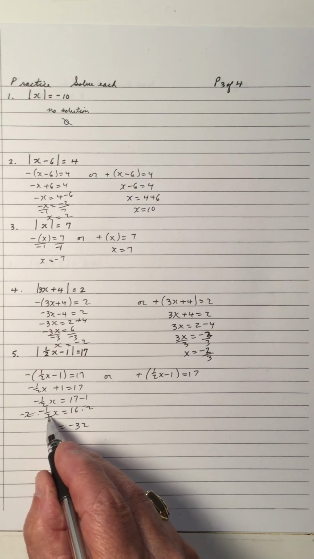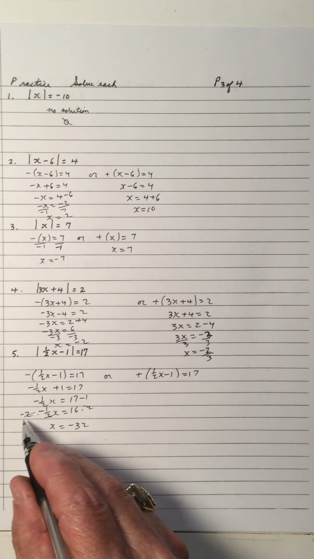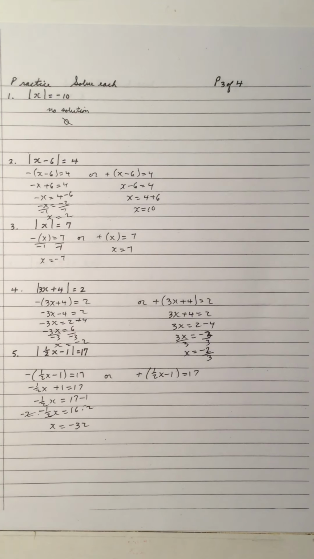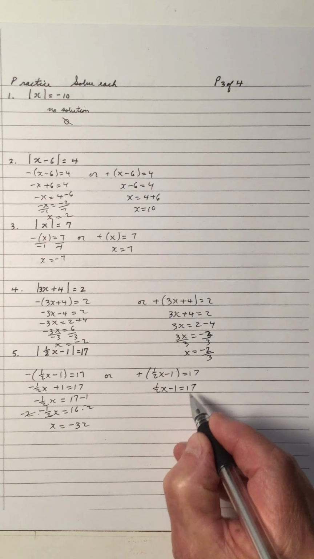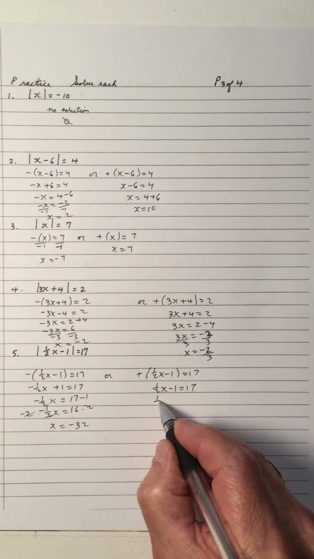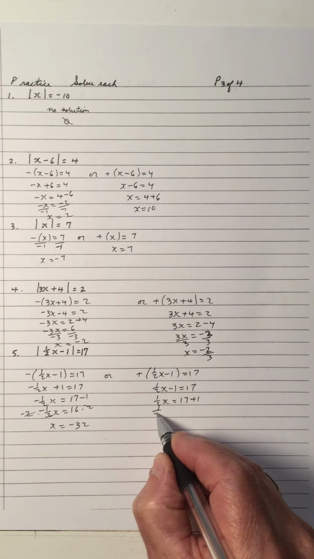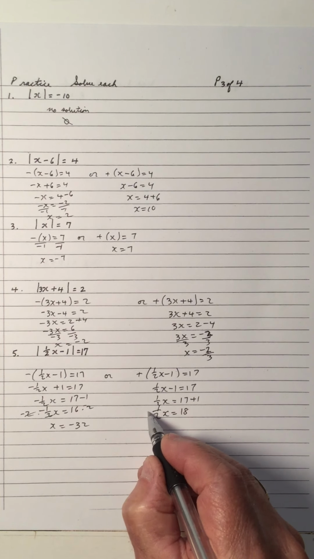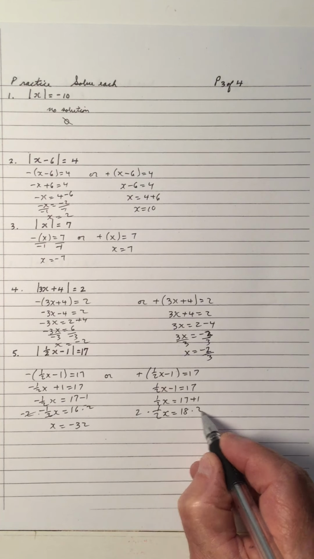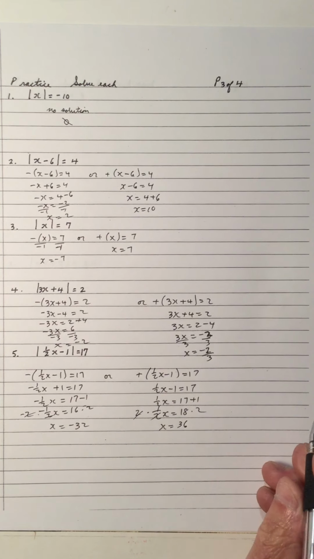Because the denominator is 2, I can multiply both sides by 2 or negative 2. Multiplying it by negative makes it positive. And a half x minus 1 equals 17. And a half x equals 17 plus 1. A half x equals 18. Again, denominator is 2, so multiply by 2 on each side. It cancels out. X equals 36.